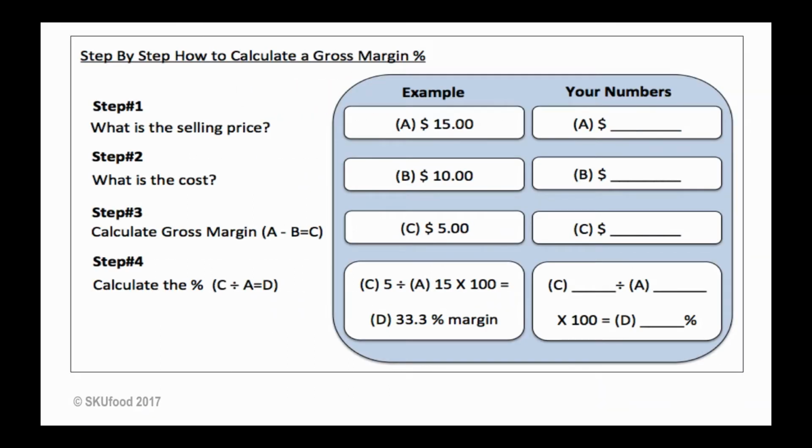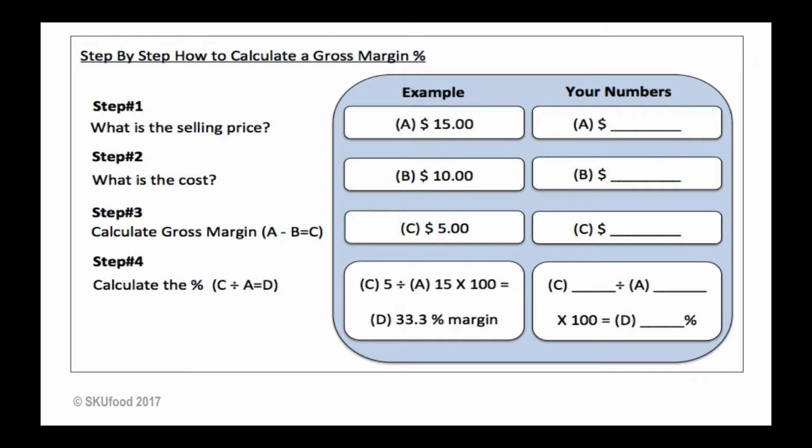Now I'd like to go through an example of how to calculate a gross margin percent. What we're trying to do here is we know what the selling price is, we know what the cost is, so we want to calculate what that gross margin percent is. So first off, in step one, we need a selling price. So we have a $15 selling price, which is A in our example. Step two is we need to know the cost. So in our example, B is our cost of $10.